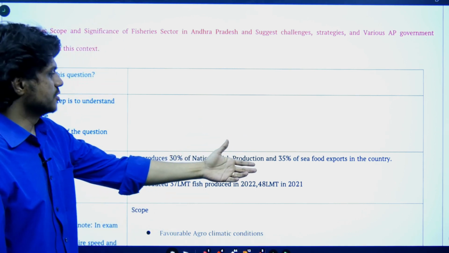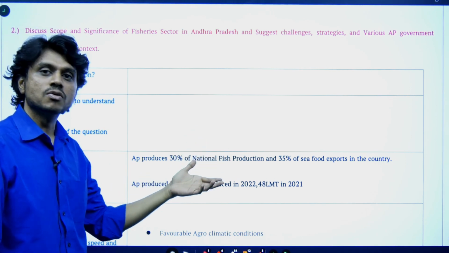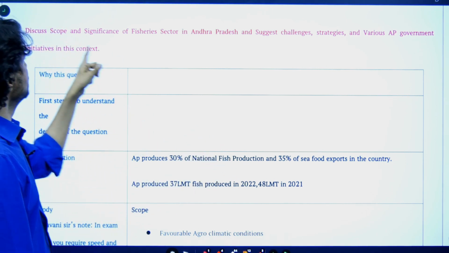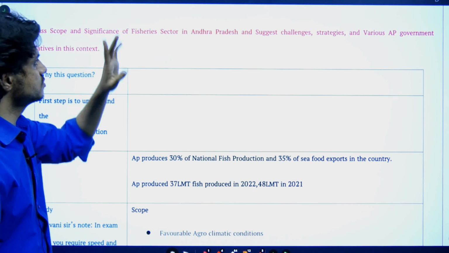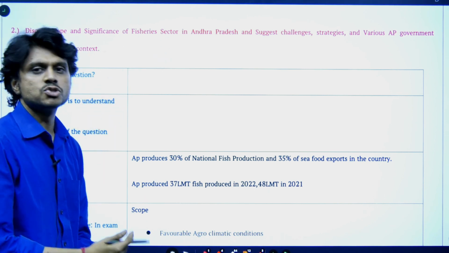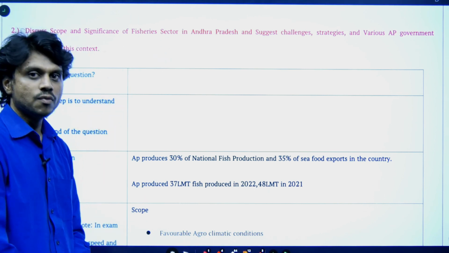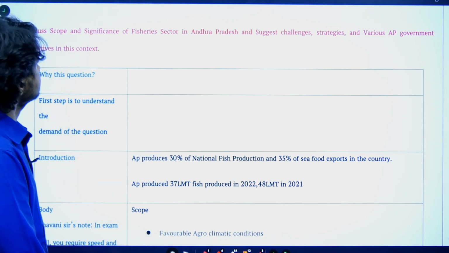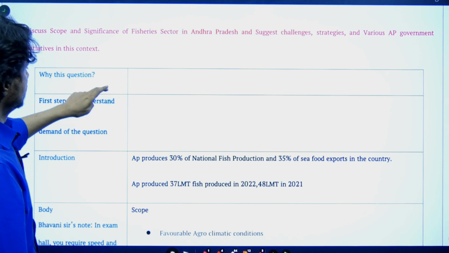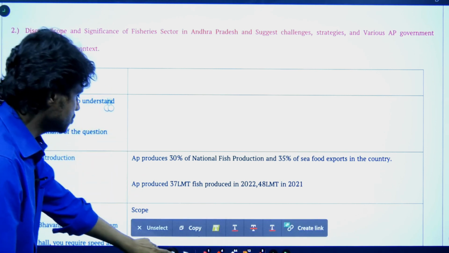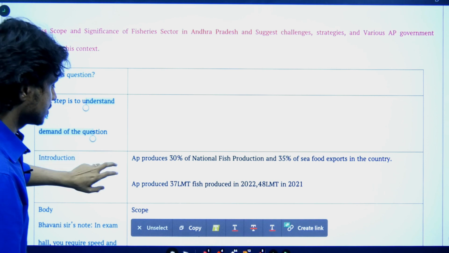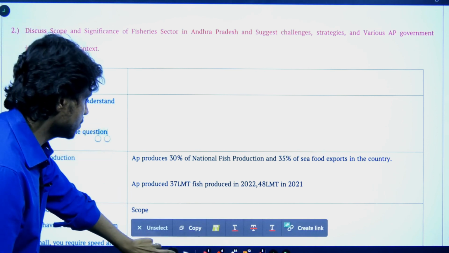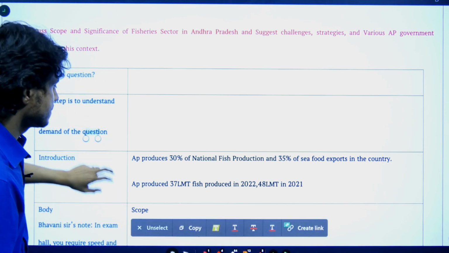Before going to this introduction, first brainstorm and think what would be the relevant introduction here when you have to talk about the scope and significance of the fisheries sector. Brainstorm it. Once it is over, now have a look at the screen. In this context, I would say writing a fact would be much more appropriate.